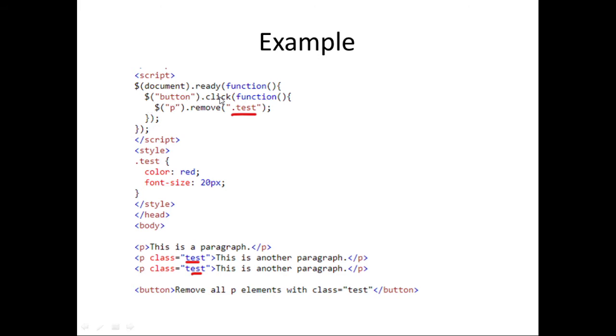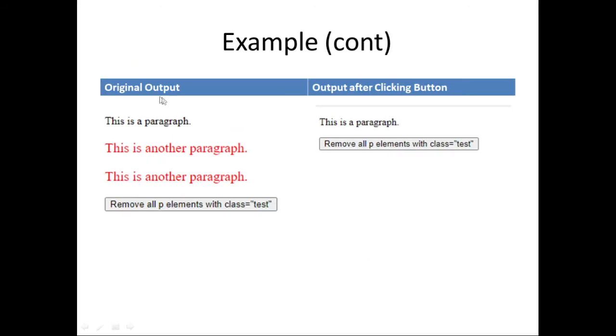So button.click function. So what will happen if we click on the button? It says here we're going to remove all paragraphs, but only those with test classes. So what will be the output? So original output, this is a paragraph, this is another paragraph, and the two paragraphs with class test were colored red so that we can identify the paragraphs.